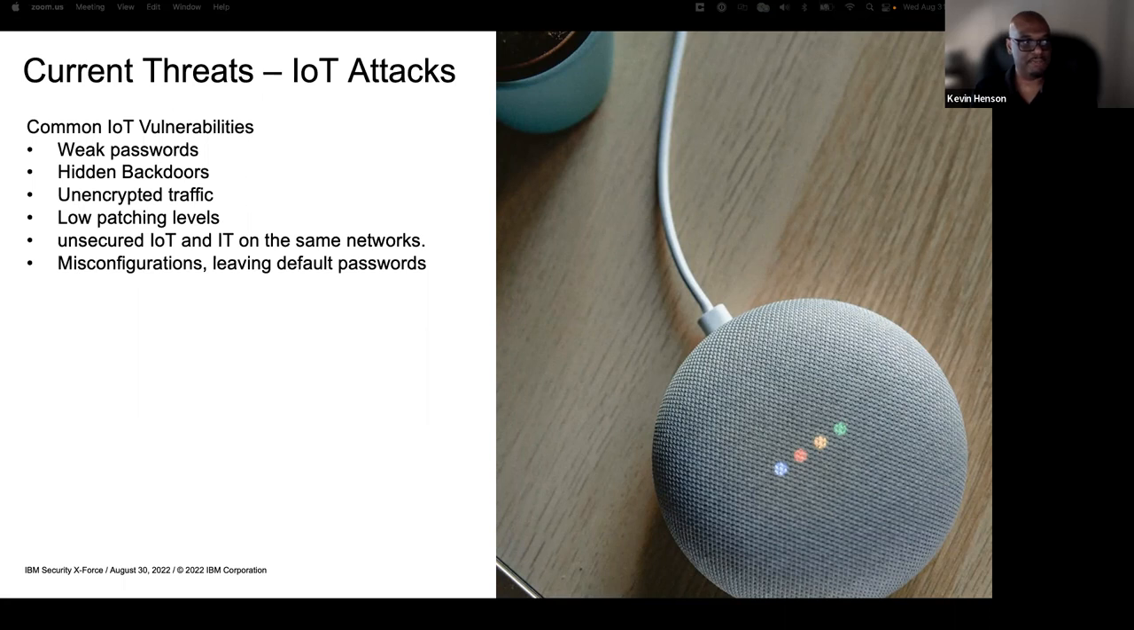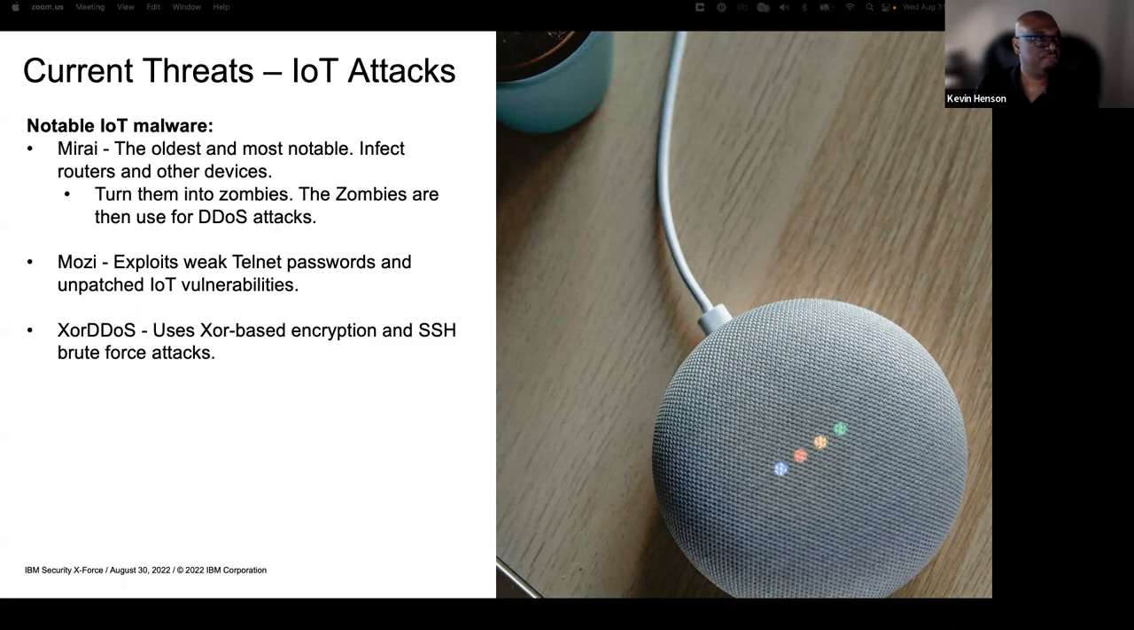Some of the devices have unencrypted traffic, because when you think about IoT, sometimes security wasn't the first thought when you design a Fitbit device. So when that Fitbit device sends information, some of that information may be unencrypted. Again, those devices have a low patching level because they may be difficult to patch, say for example, a home alarm system. And again, misconfiguration, even default passwords within these devices. Some notable IoT malware, again, I've already gone over these: Mirai, Mozi, and XOR DDoS.